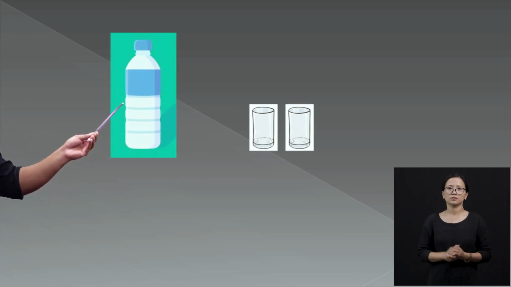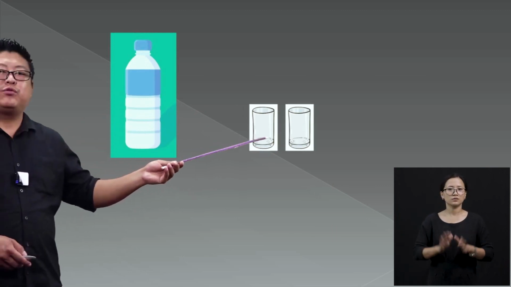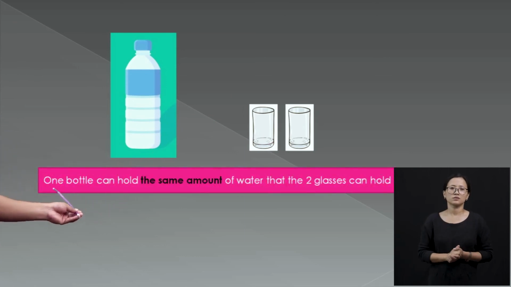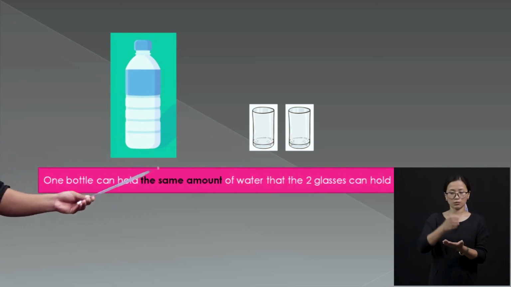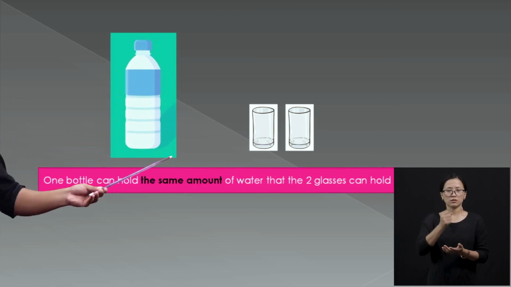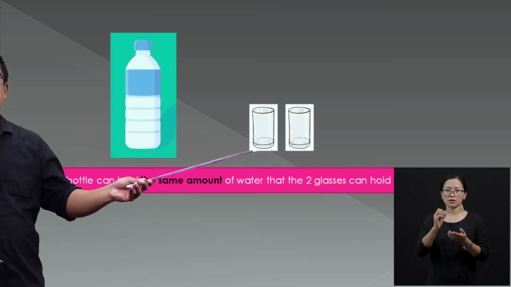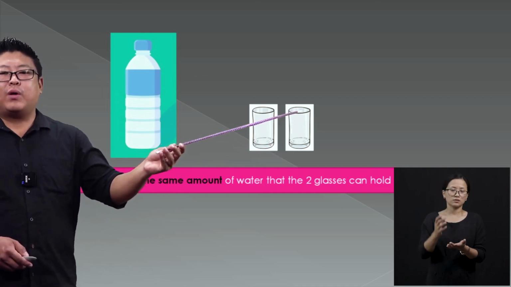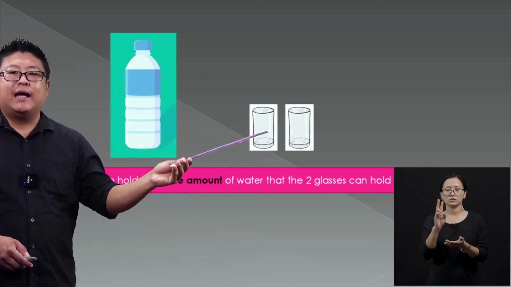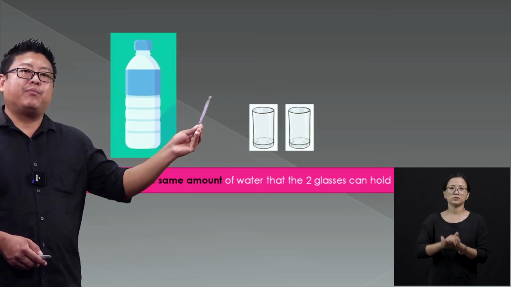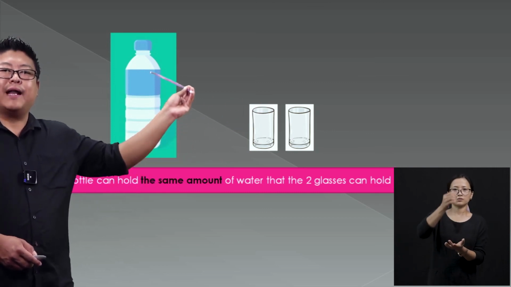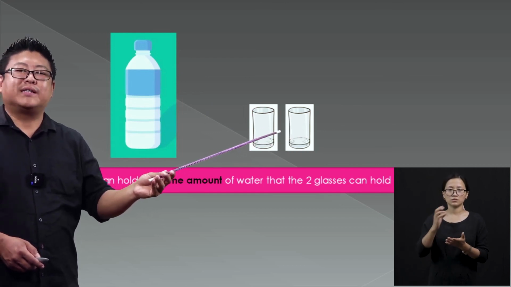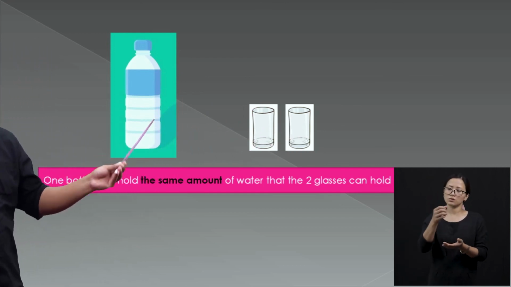This is a bottle here, and we have two glasses. Now, we will say that this bottle can hold the same amount of water that the two glasses can hold. That means if I pour water in these two glasses, and after pouring it here, I pour it into this bottle, it will fill up. All right? That means these two glasses can hold the same amount of water that this bottle can hold.